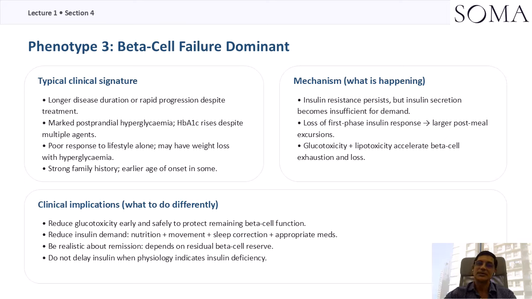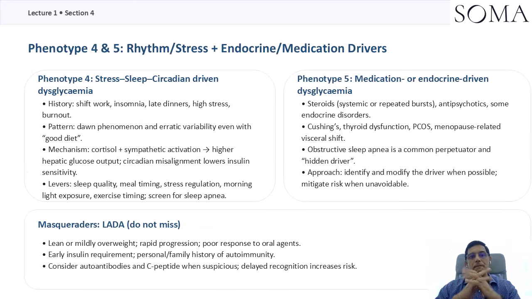The functional medicine approach is still valuable here, but if you must be realistic, remission potential depends on remaining beta cell capacity, and the patient counseling must be honest. Okay, so phenotype 4, stress, sleep, circadian driven diabetes. This is a phenotype that standard protocols often ignore, and these patients typically have shift work or night duty, insomnia or poor sleep quality, late dinners and late night snacking, high perceived stress, anxiety or burnout, prominent dawn phenomenon and erratic glucose patterns despite good diet.